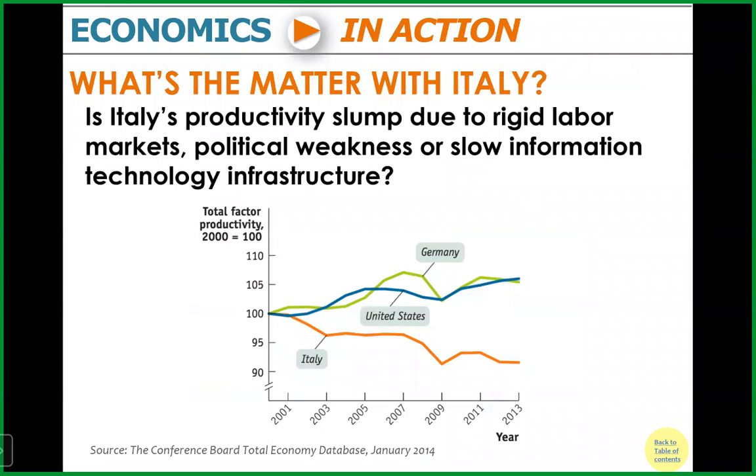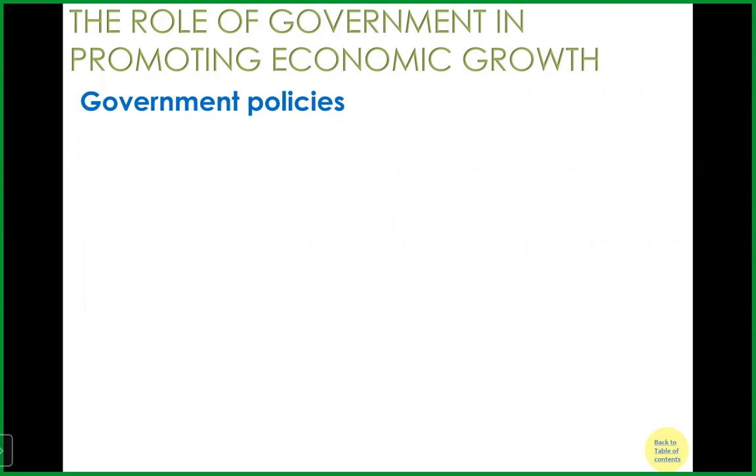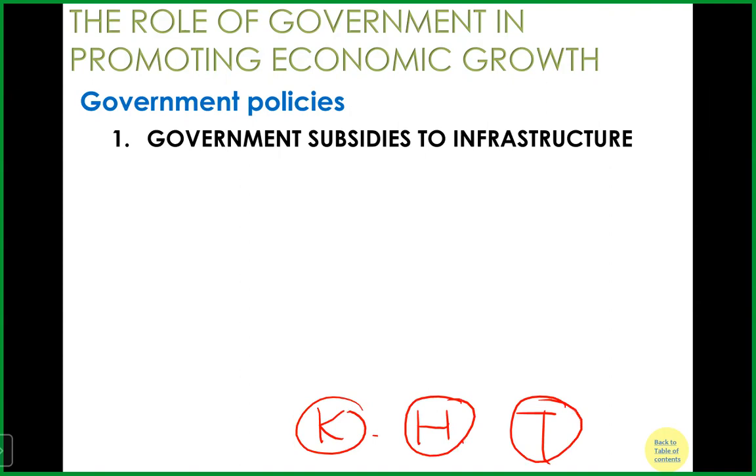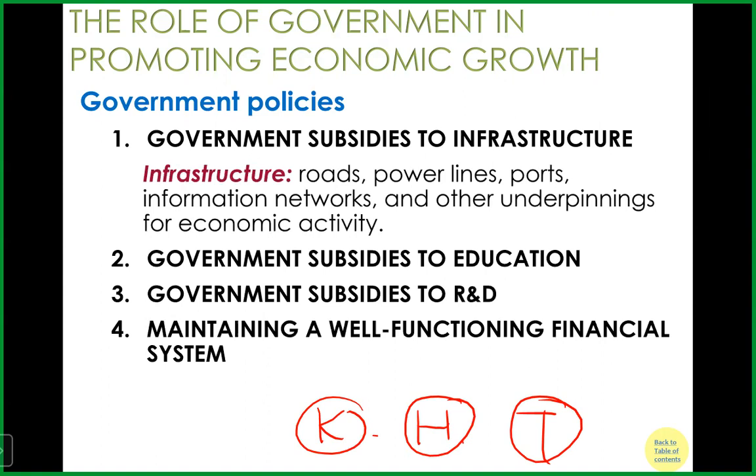Right, so given those discussions, we can see there are a few government policies that will be beneficial to growth. Government subsidies to infrastructure. How does that matter? What is the benefit that is going to bring to growth? Okay, so we write down those three things we need, right? K, H, T. K is physical capital, H is human capital, T is technology. So government subsidy to infrastructure is going to help with physical capital. Government subsidy to education is going to help with human capital. Government subsidy to R&D is going to help with technology.